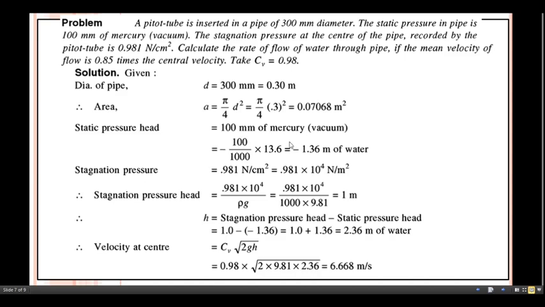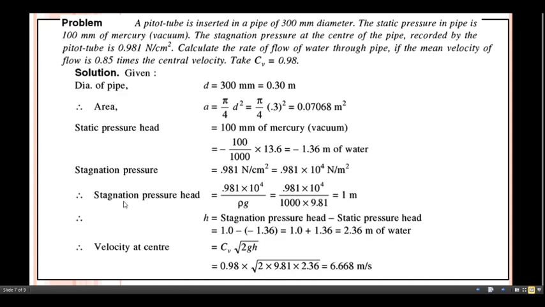The static pressure head is given as 100 mm of mercury. So the specific gravity of mercury, 13.6, multiplied by this, we can get 1.36 meter of water. This static pressure here must be taken as negative of that water head. The stagnation pressure is 0.981 Newton per centimeter square. Just convert it into Newton per meter square by multiplying by 10 raised to plus 4.